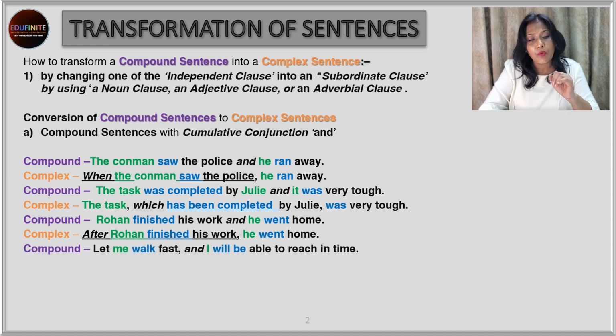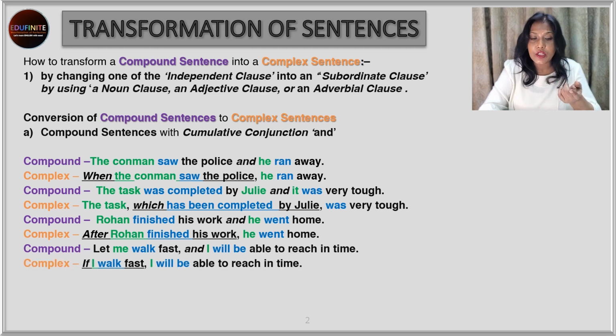Next, let me walk fast and I will be able to reach in time. So again, this is a compound sentence. It has two independent clauses joined by the cumulative conjunction and, and we change it into a complex sentence by attaching a subordinating conjunction. What we do over here is we change the pronoun from the object form to the subject form. So me has been changed to I, and we attach a subordinating conjunction if.